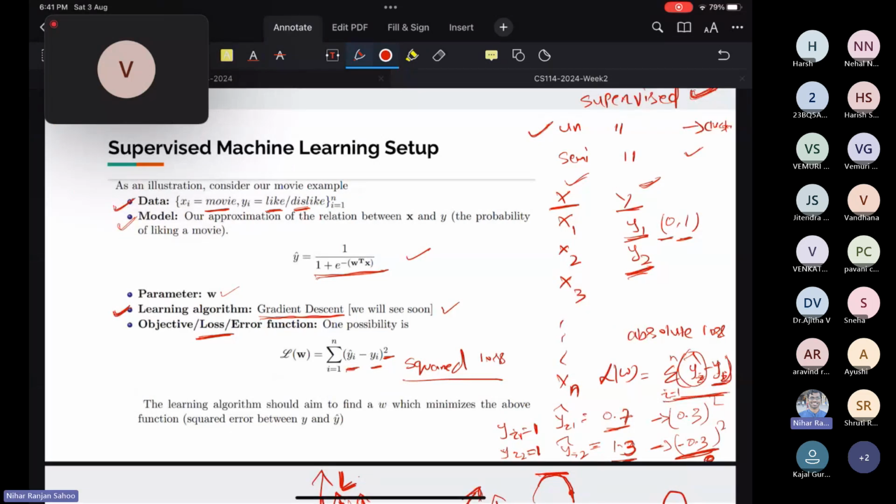We give input X and predict this y hat through this model, and we compare it with the actual y. Our goal is that our prediction should be as close as possible to the actual y. Here y is the actual y, and y hat is the predicted y. So that is the objective: the actual y and the predicted y should be as close as possible.